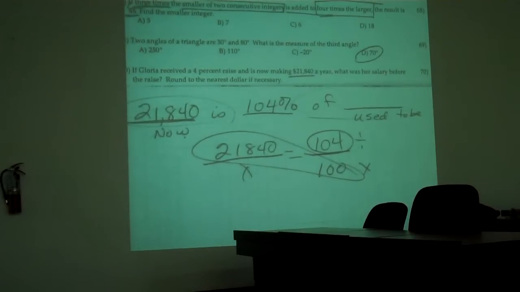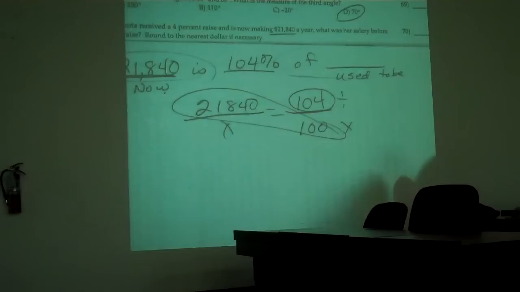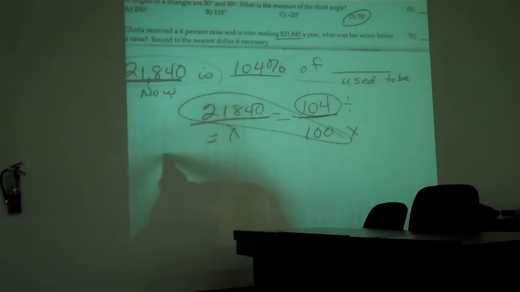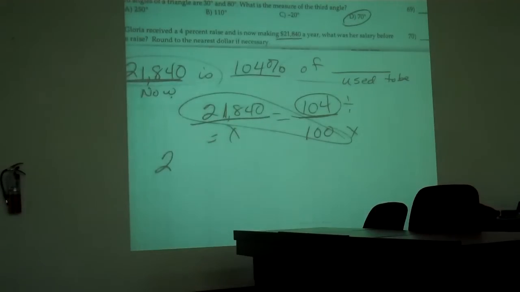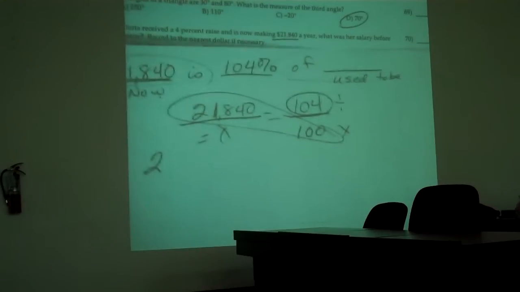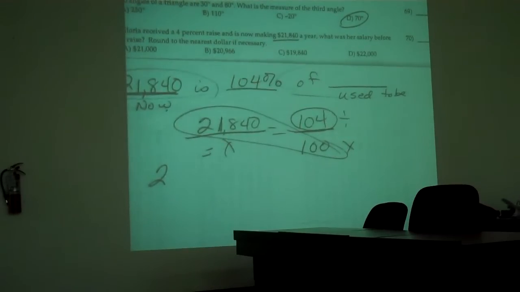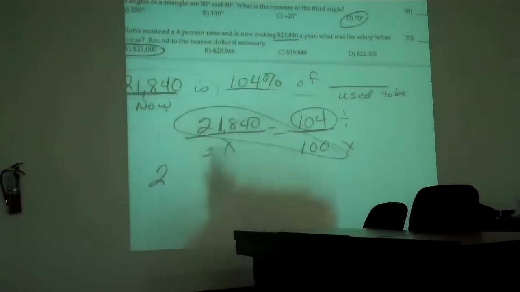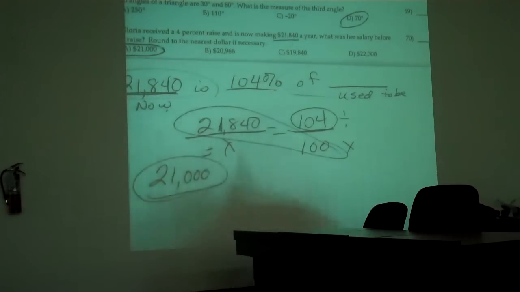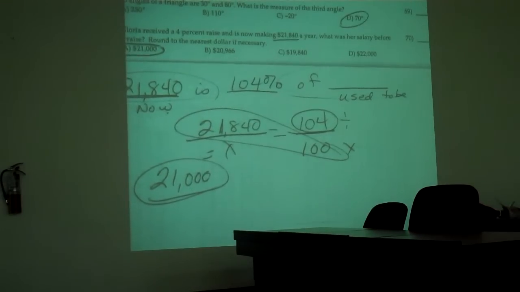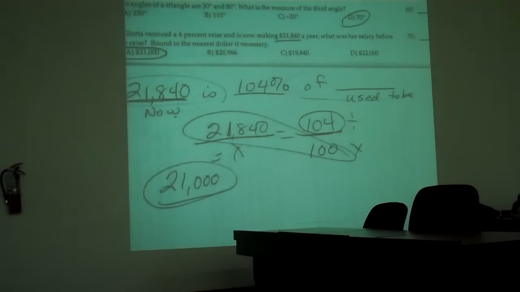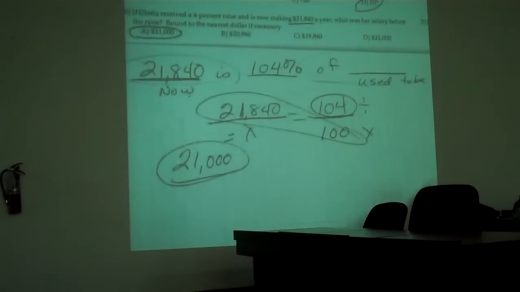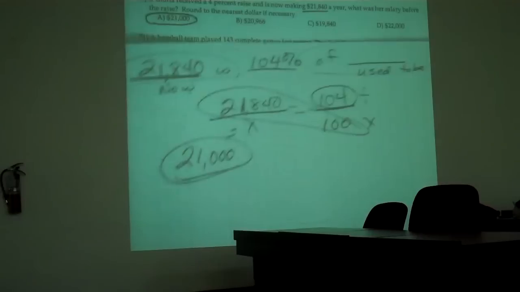And round to the nearest dollar if necessary. So what did it come out to? It should be less than 21,840. Is it 21,000? That's what she used to make before her raise. So that was pretty good, $840. It's not wonderful if it's for a whole year, but it's something.